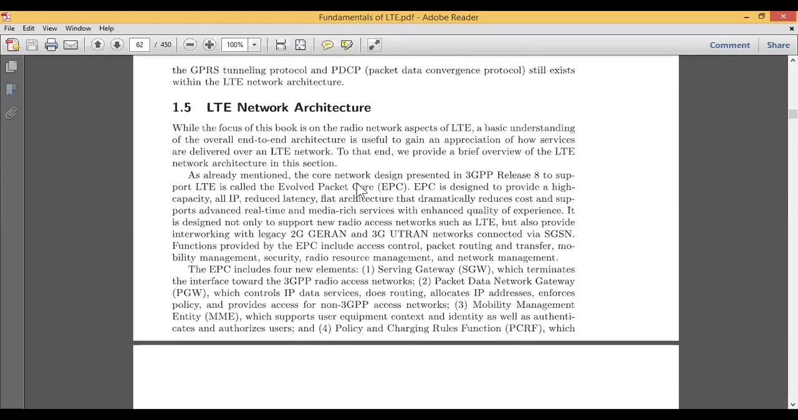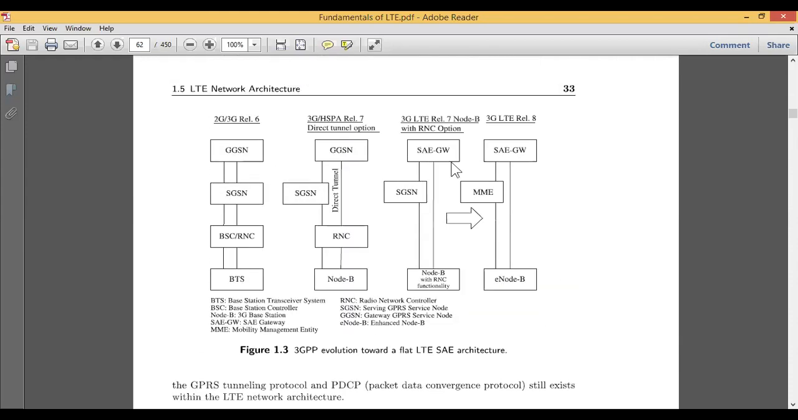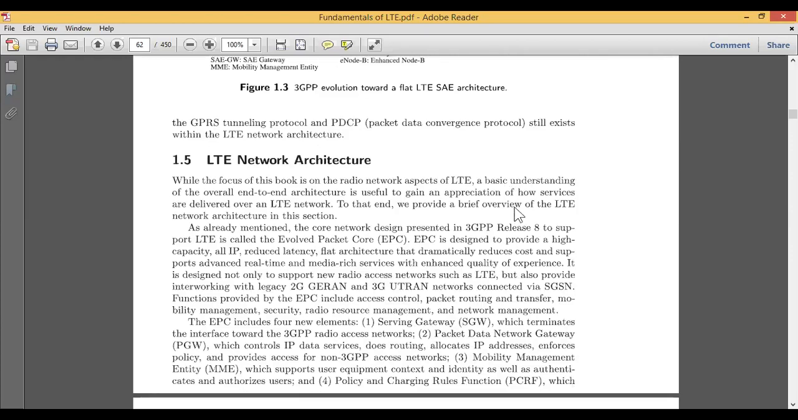So it's a core network design which has been represented by 3GPP release number 8. If you look at this particular diagram, we started with 2G and we are ending with 3G, but release number 8. So our focus will be more on release number 8. So 3GPP release number 8 to support LTE is called evolved packet core, which is also called EPC.